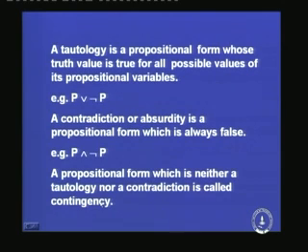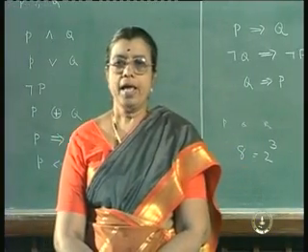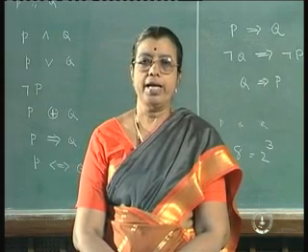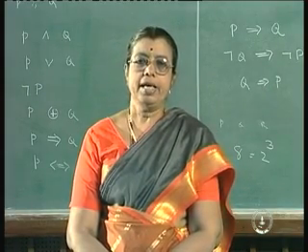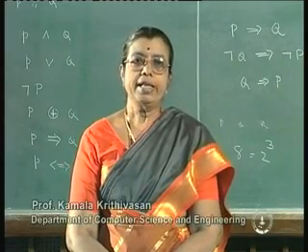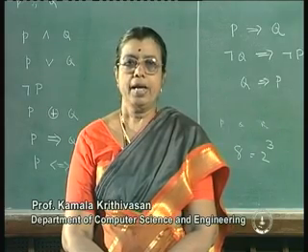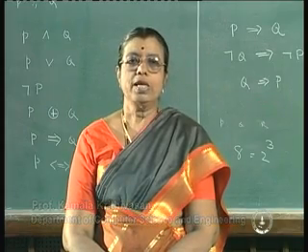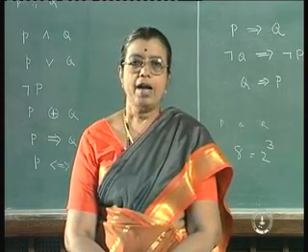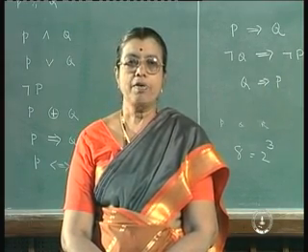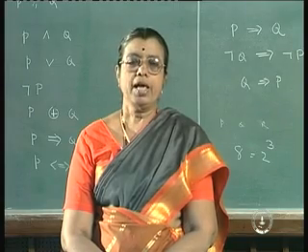Now, in some cases, it may not be necessary to have all the 2 power k rows for a truth table. For example, if you want to show that a propositional form is a contingency, it is enough if you show one row where the resultant expression takes the value 1 and another row where the resultant expression takes the value 0. This shows that for some assignment it will take the value 1 and for some other assignment it will take the value 0, and so it is a contingency. We need not write all the 2 power k rows.